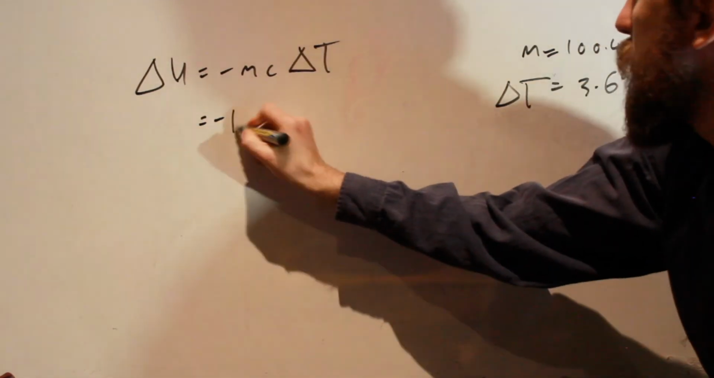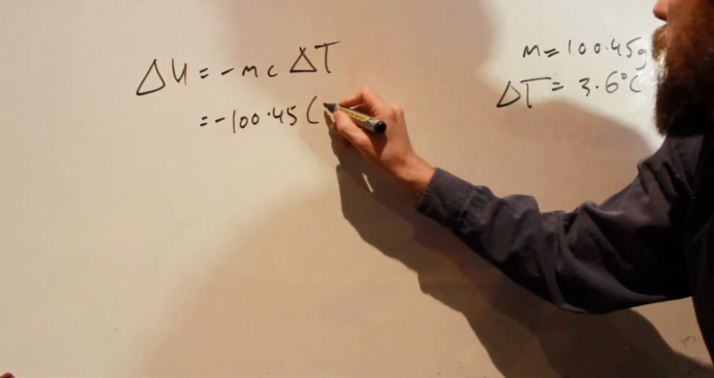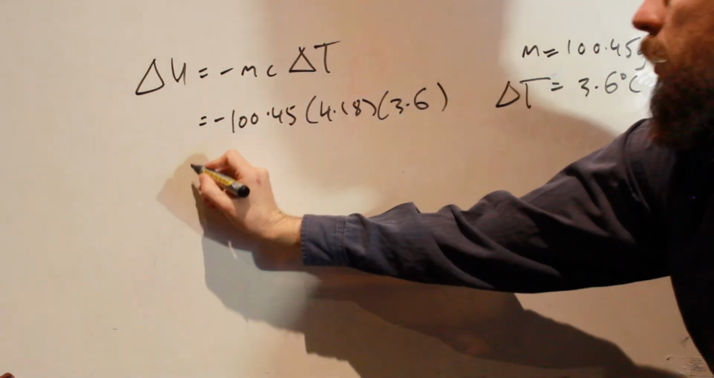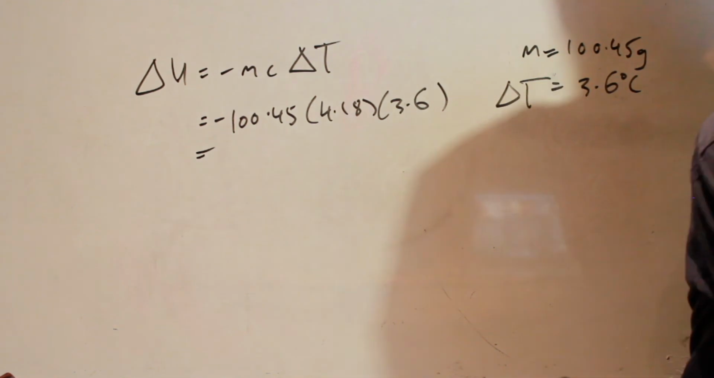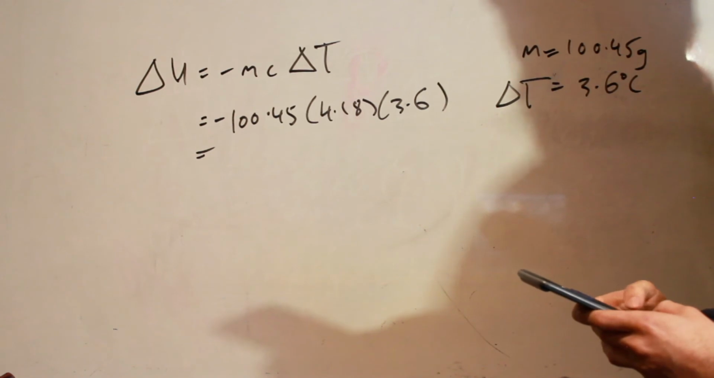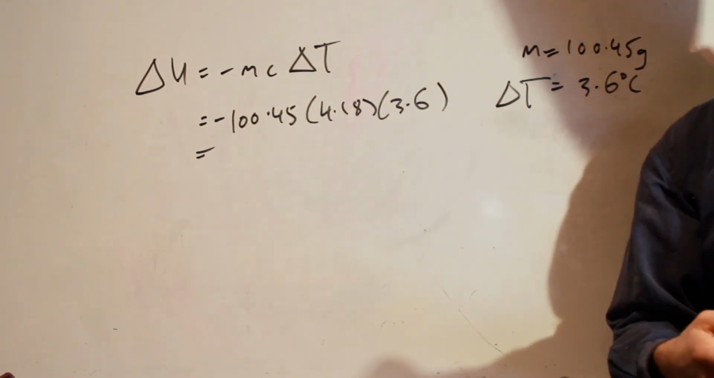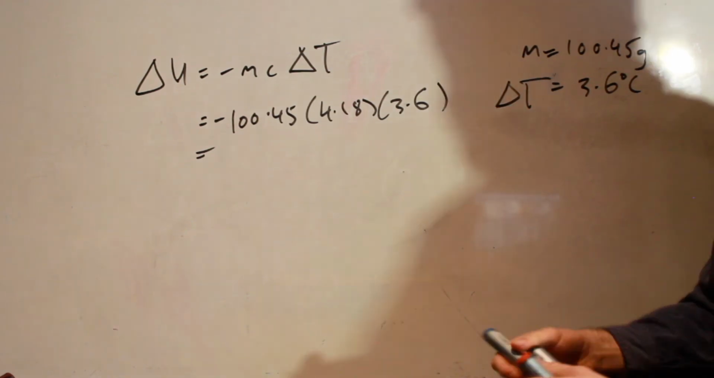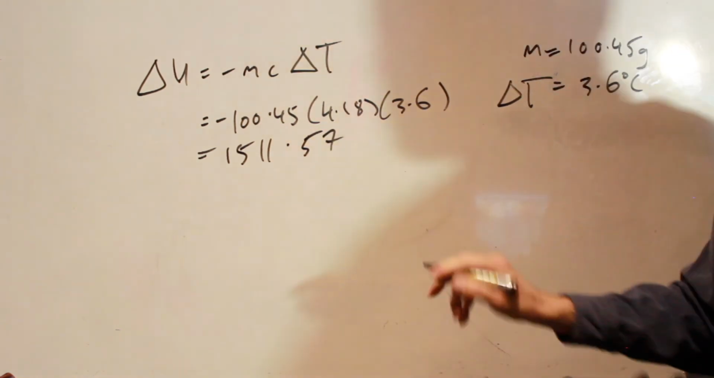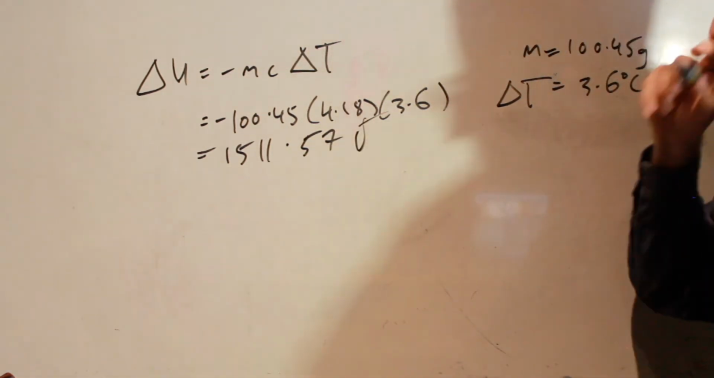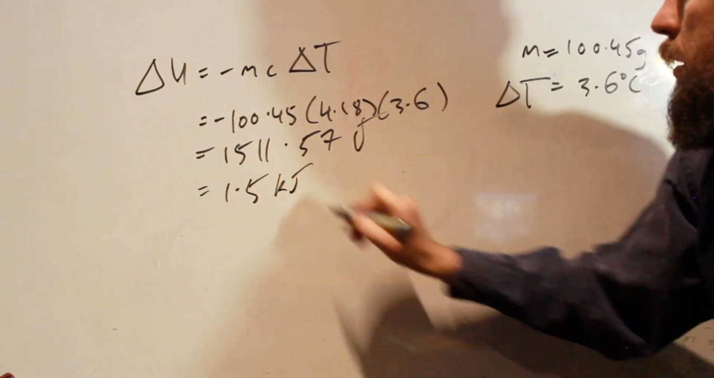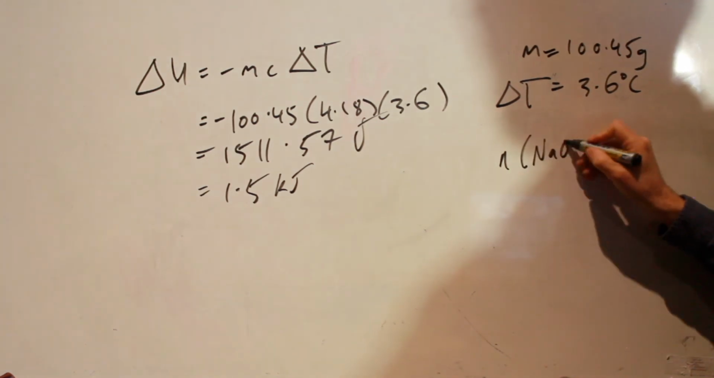Plug all of these in, minus 100.45 times 4.18 times 3.6. We get a delta H of 1511.57. But that's joules. We want joules per mole. So I'll convert this to kilojoules. We'll say 1.5 kilojoules. We want the number of moles of sodium hydroxide.